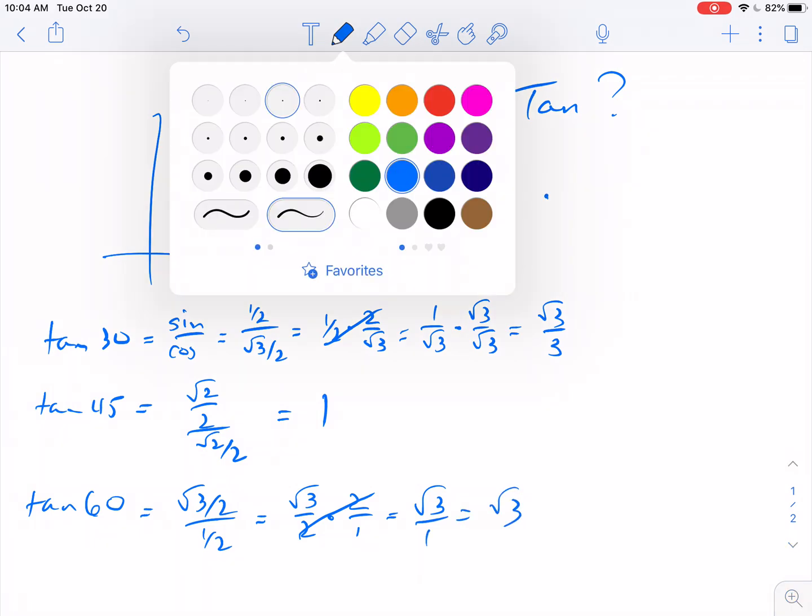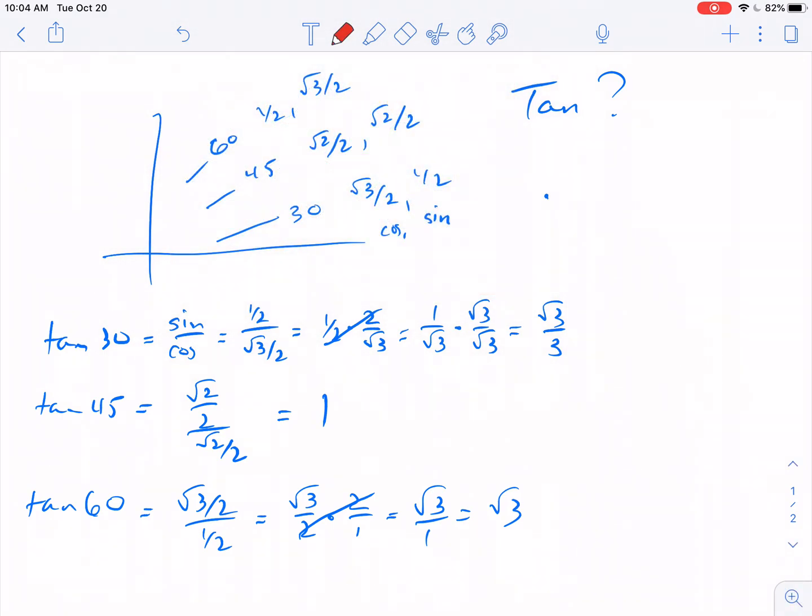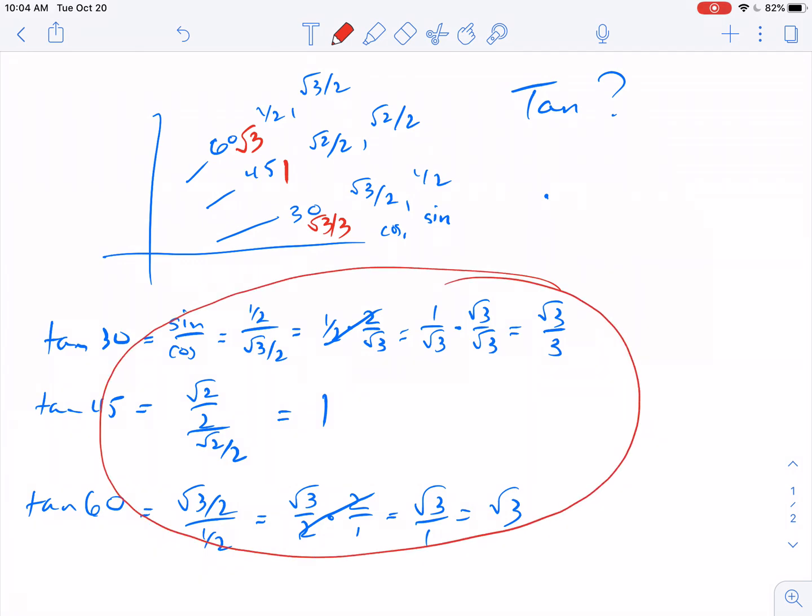So when you do the tangent, what I would start to memorize is at 30 degrees, it's root 3 over 3. At 45 degrees, it's 1. And at 60, it's root 3. Now, why would I memorize these? Because it's going to be a lot faster than doing work like this.